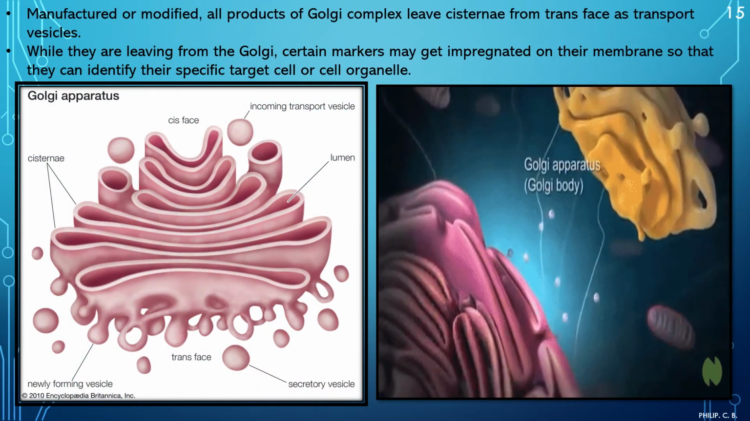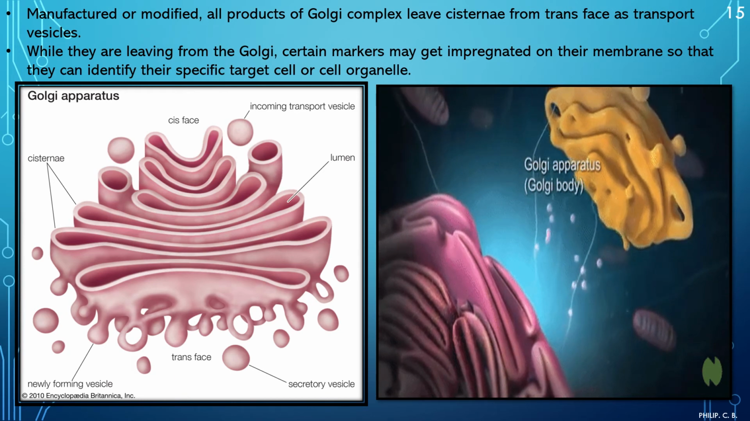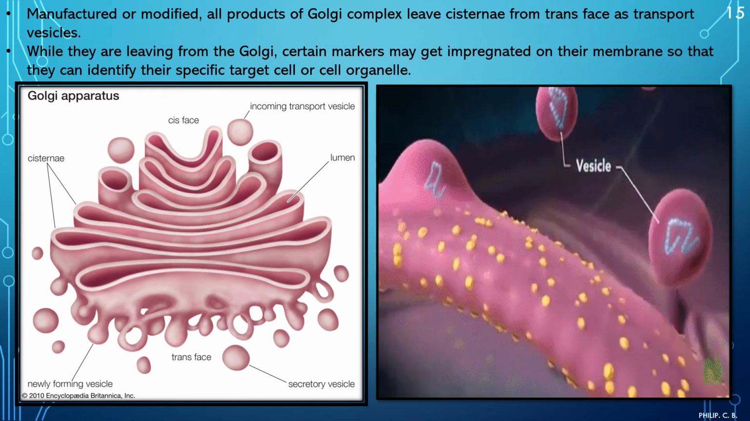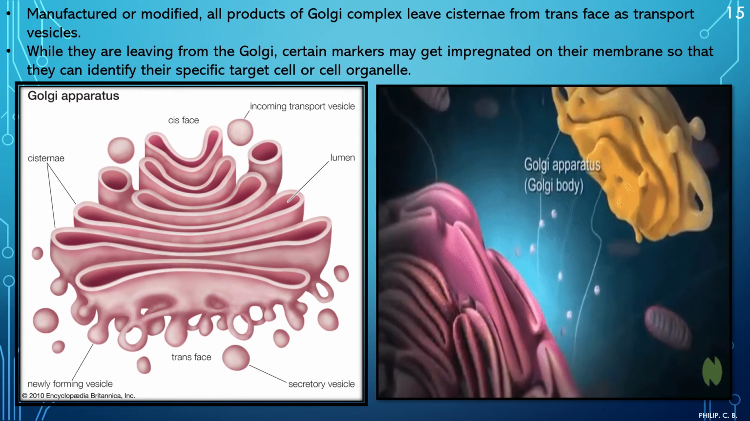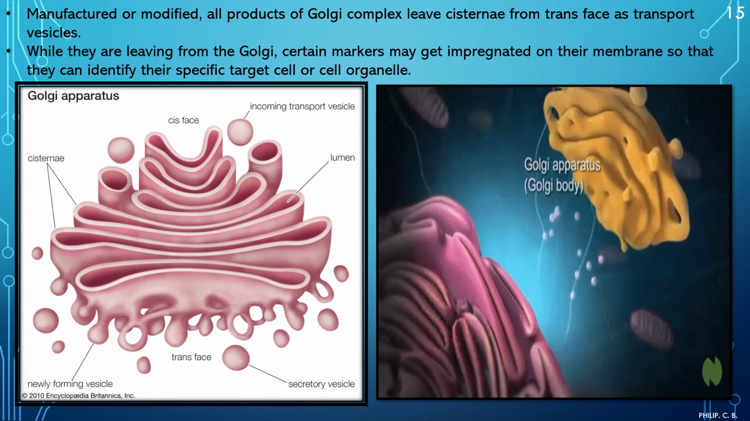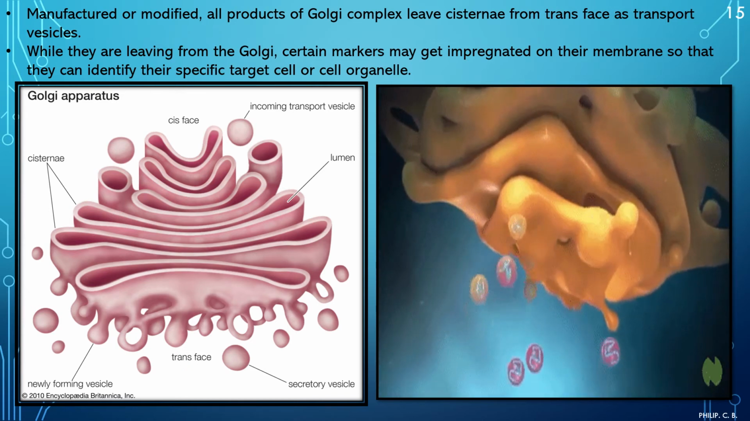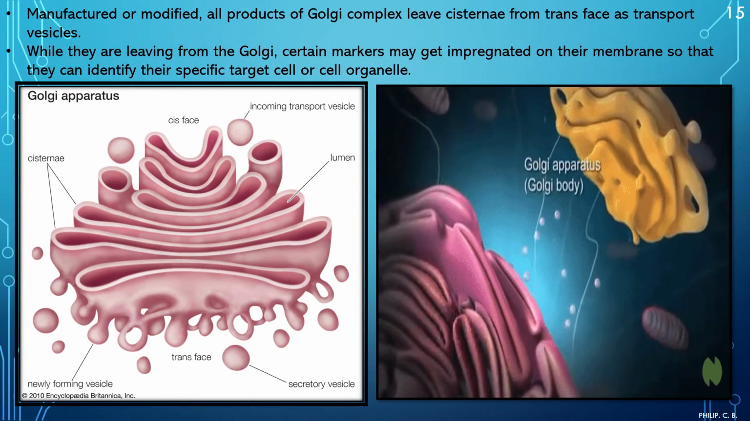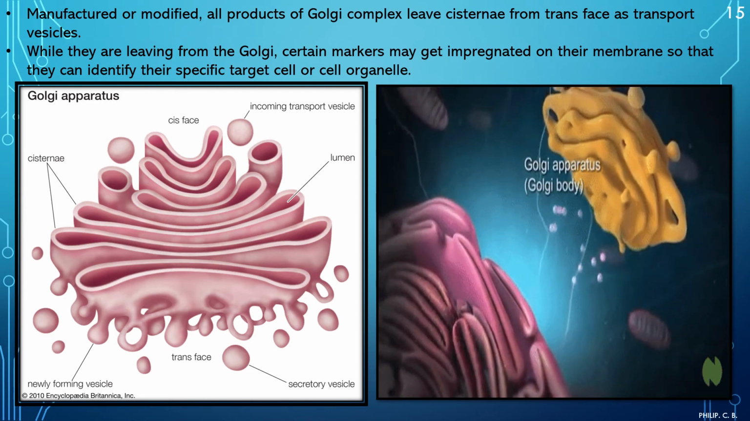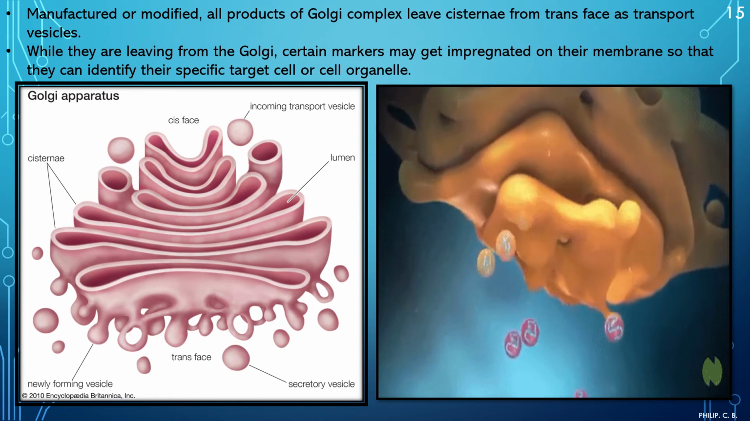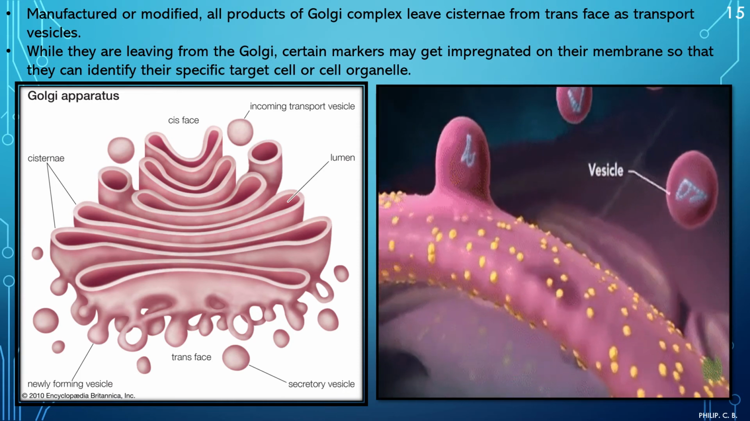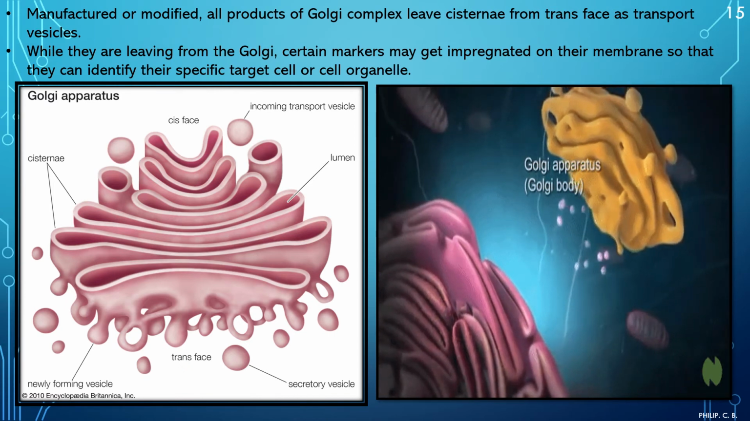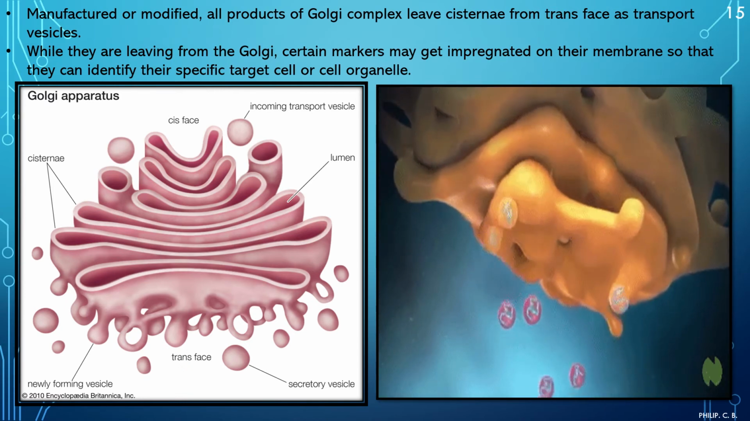Now you can see the images also. Before that, two more points. Manufactured or modified, all the products of the Golgi complex leave the cistern from the trans face as transport vehicles, which we saw in the earlier slide. While they are leaving the Golgi, certain markers may get impregnated on their wall so that they can identify the specific target cell or cell organelle. So when they move out from the Golgi body, they have their own markers, so that they can be identified by the specific target cell, or where they have to exactly go.